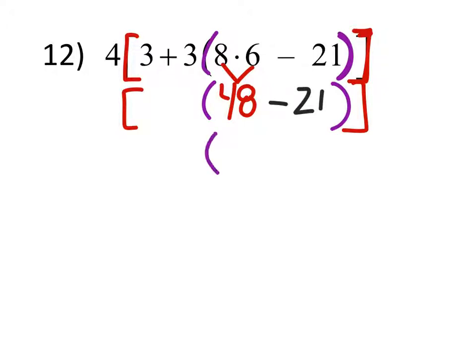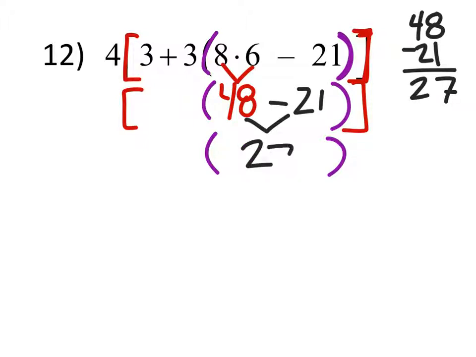So again, we're still focusing on this set of parentheses. I can do a little work here on the side, 48 minus 21. Again, if it helps you to see this vertically, 8 minus 1 is 7, 4 minus 2 is 2, and when we combine these, we get 27. Now, we didn't do anything with the rest of this stuff, so that 4 is still there. These square brackets are still here.